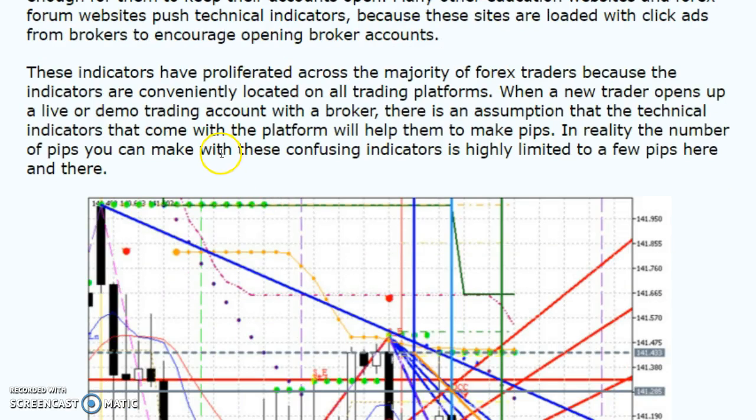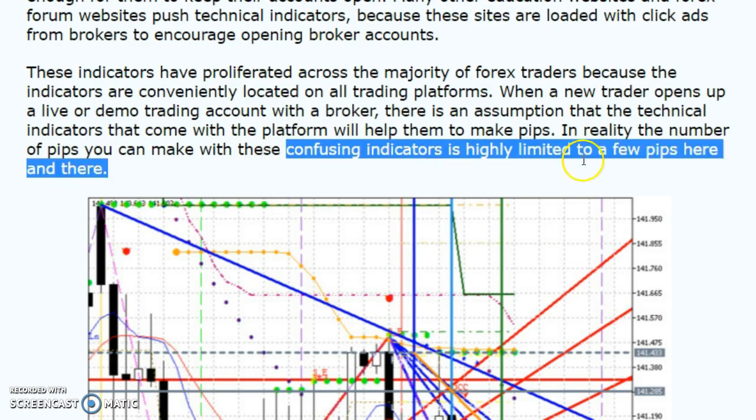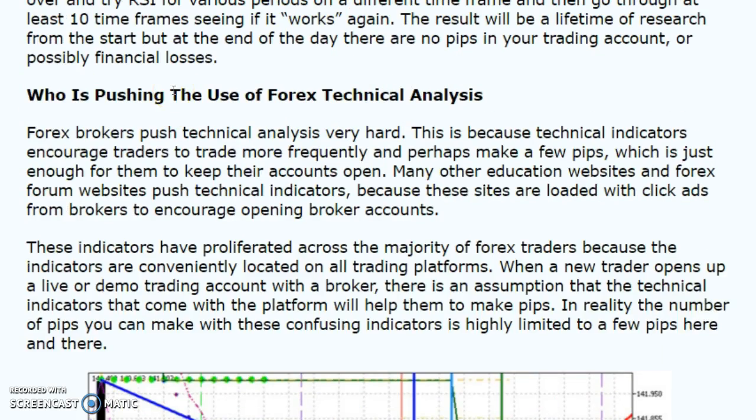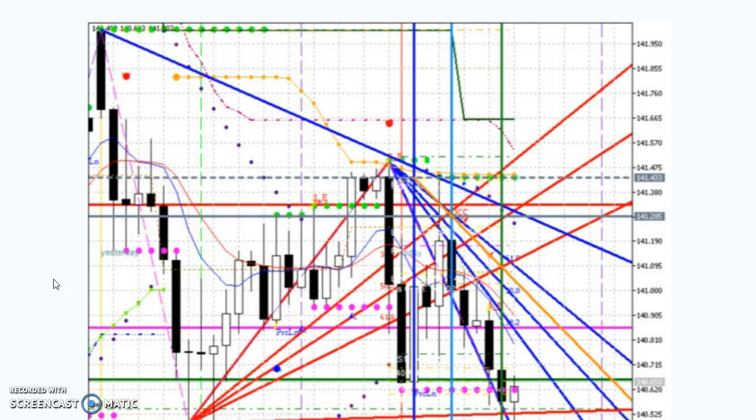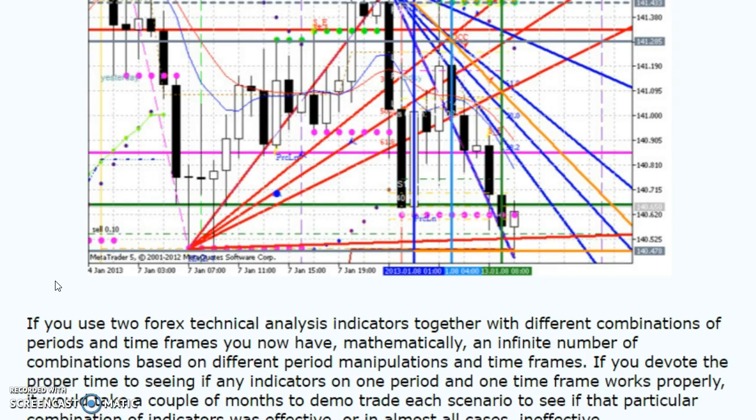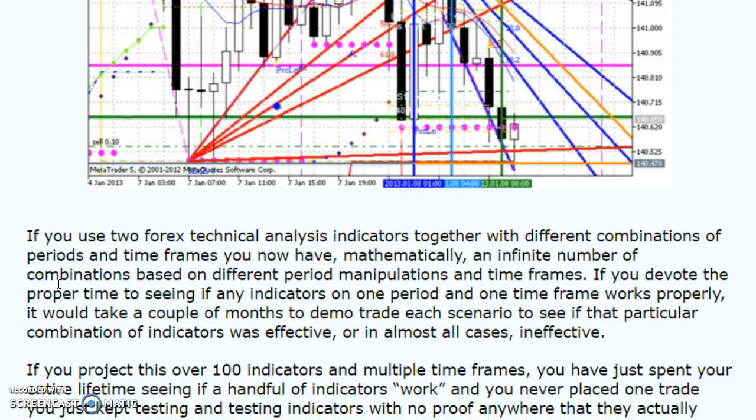Well, in reality, they don't work. You might make a few pips here and there, just enough to keep you interested in trading, so you keep churning your account, and that's what the brokers want. So the brokers are responsible for the technical indicators, and then Forex traders, being brand new, are gullible and they keep using them. You start with one time frame, one indicator, you keep adding indicators, and you wind up with something so confusing you don't even know what time frame you're looking at anymore. Then over time, you keep defaulting to the smaller time frames, and eventually you're scalping and scalping with no end in sight.